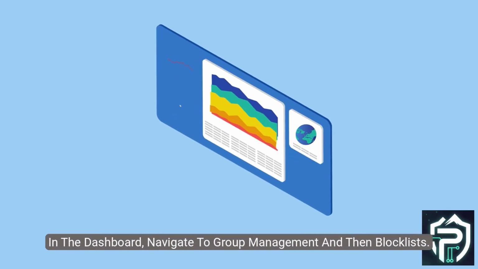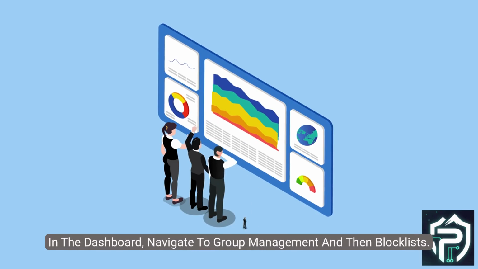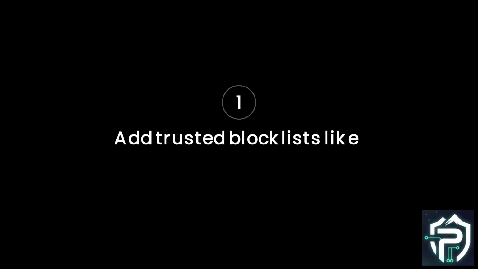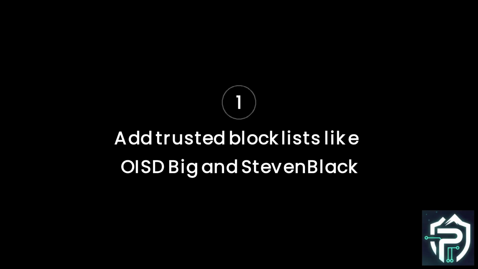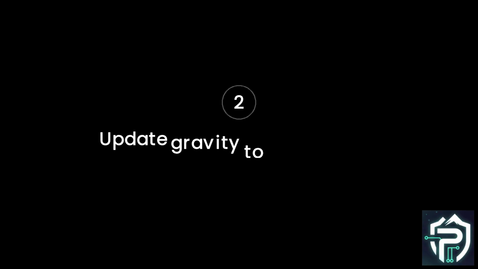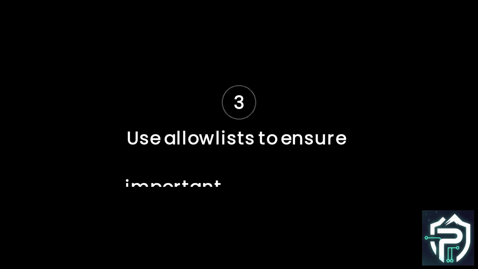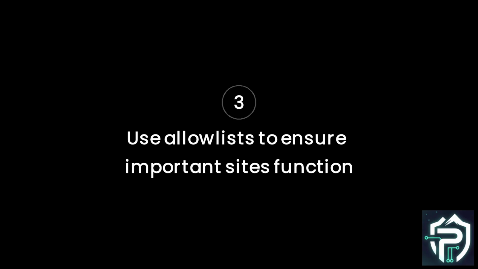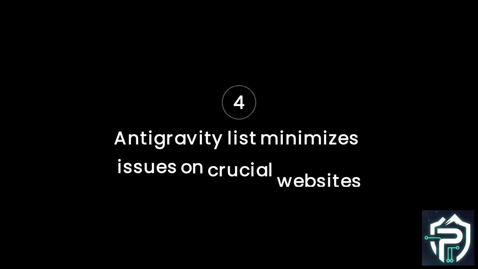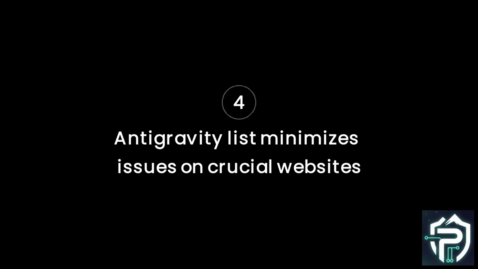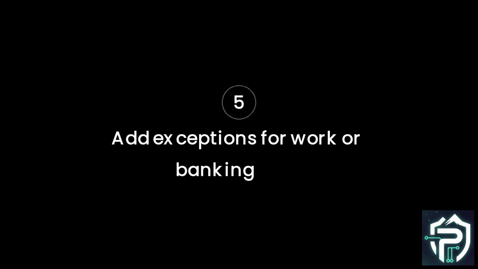In the dashboard, navigate to Group Management and then Blocklists. Add trusted lists like OISD Big, Firebog, and Steven Black to your block lists. Update Gravity to fetch the latest blocklist versions. Use allowlists generously to help important sites function. The Antigravity list minimizes issues on crucial websites. Add exceptions for work or banking sites that must operate seamlessly.